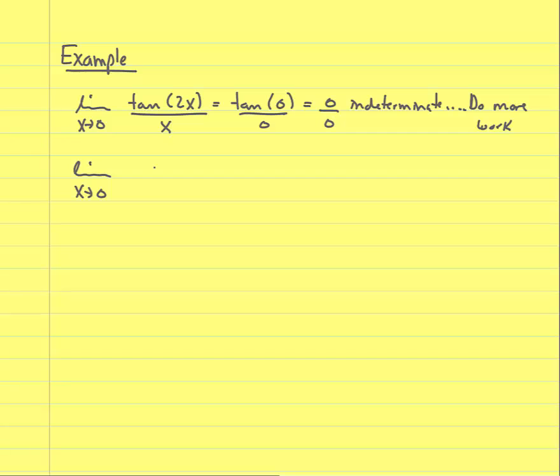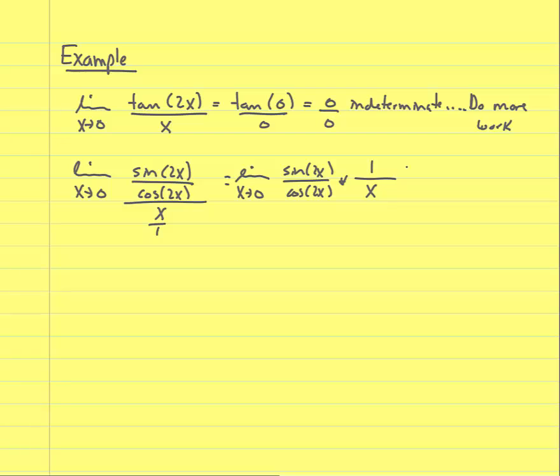Now let's think about tangent. Tangent is sine over cosine. So sine of 2x over the cosine of 2x, and this is all over x. Now let's think about this x as x over 1. Remember, when you divide by a fraction, you multiply by the reciprocal. So this would be the sine of 2x over cosine of 2x times this x over 1 would flip and become 1 over x. So I'm dividing by x over 1, which means multiplying by 1 over x. I'm going to rewrite this so you see where that comes from.